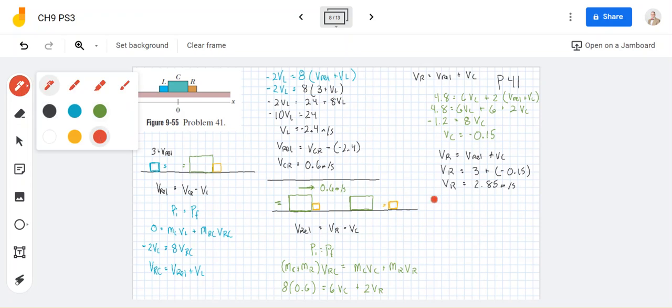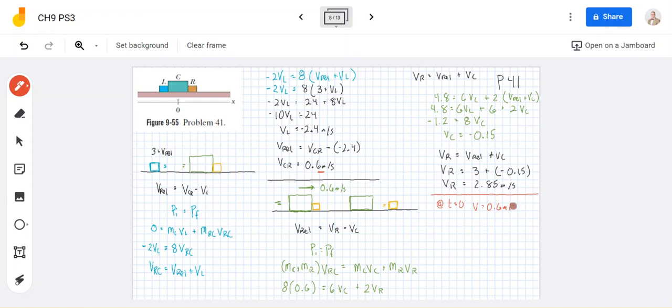The last question basically asks where is the center? So where is this center block right here? Well, we know a couple things. At t equals 0, it starts moving, the centerpiece is moving at 0.6 meters per second. And it does that for 0.8 seconds.